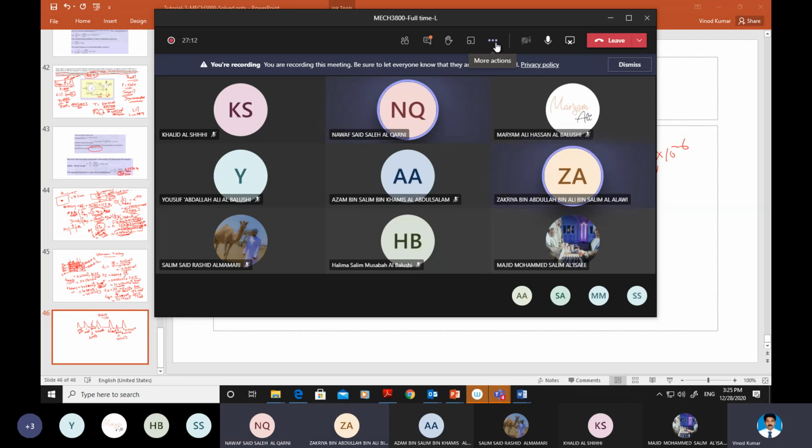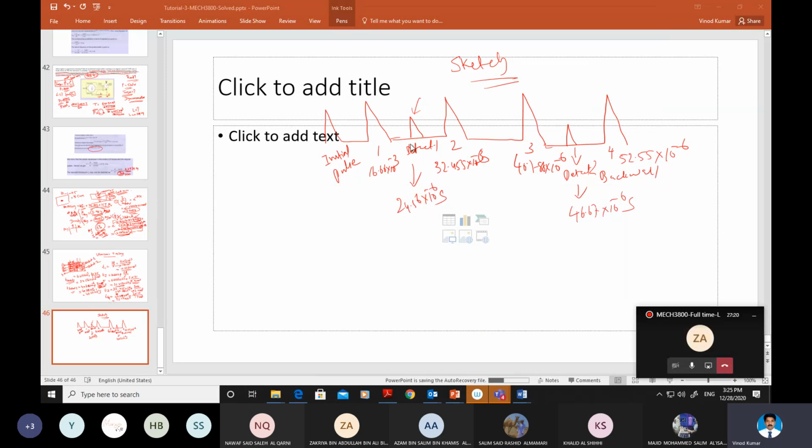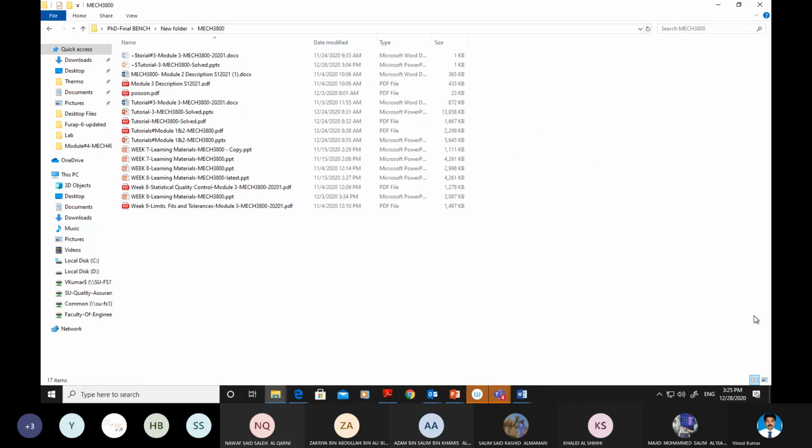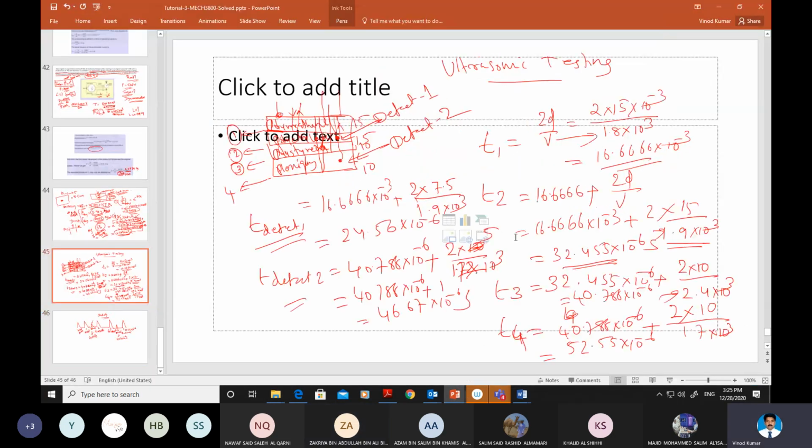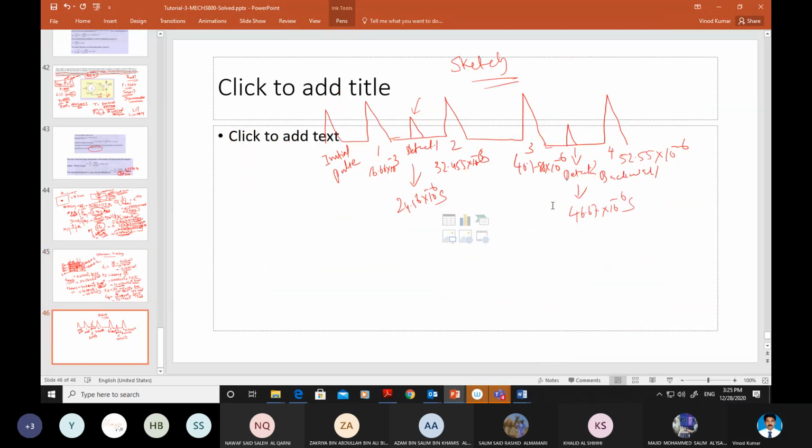When it comes to sketching, the height of each box should definitely be the same. In this question, the height of the crack must be less, as I have shown here. And as you progress, the height has to be reduced, because of the attenuation of sound waves.